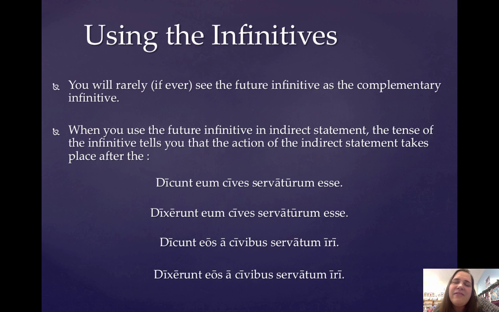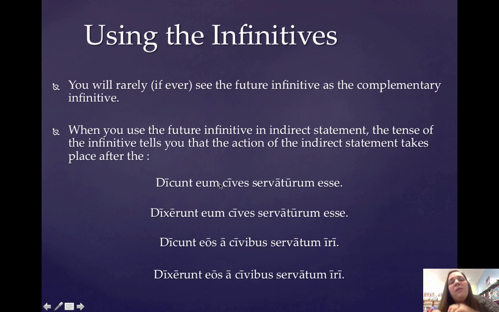You will rarely, if ever, in fact, I can't even think of a single example of seeing a future infinitive as a complementary infinitive. What you will see it as is as the verb in an indirect statement, okay? It takes place after the action of the main verb. So I have these familiar examples ready to show you.